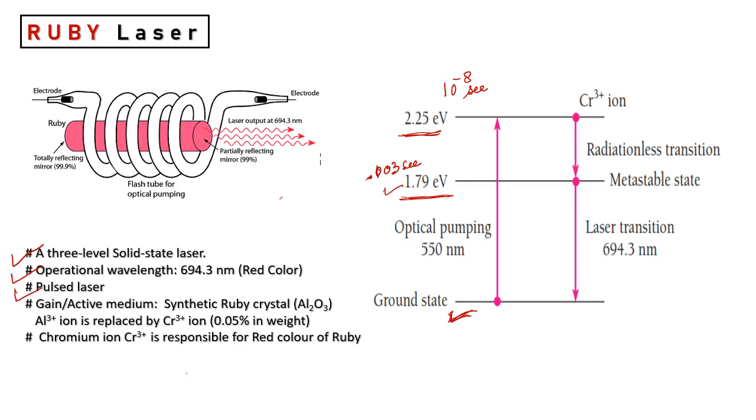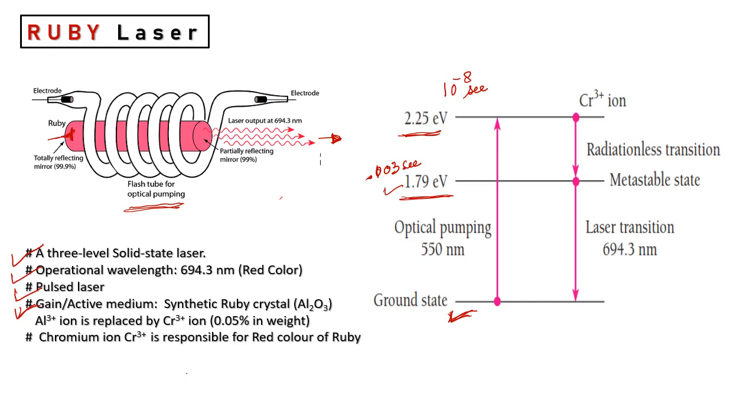That means it's not continuous. Because we are using a flash tube for the optical pumping, it's a pulse type. For a certain time the energy is supplied to the system, and for that fraction of a second we get the output of the laser, and then it stops, and then after some certain time interval we get a laser beam again, and then it stops. So it's a kind of pulse laser. The gain or active medium of this ruby laser is basically a synthetic ruby crystal. You can see there's a ruby crystal here.